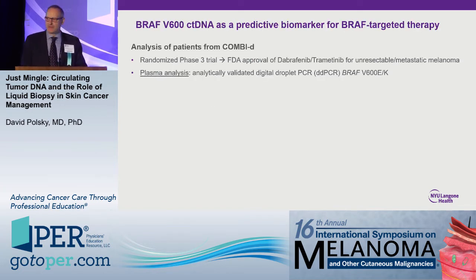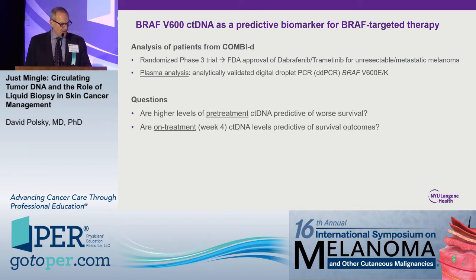So we were fortunate to have a collaboration with Novartis to study this question of ctDNA for BRAF V600 mutations as a predictive biomarker for BRAF targeted therapy. We analyzed patients from COMBI-D, which you may recall was a randomized phase 3 trial that led to the FDA approval of dabrafenib and trametinib for unresectable and metastatic melanoma. And we used our analytically validated droplet digital PCR assays for either V600E or V600K, and the tumor mutation type was provided to us by Novartis.